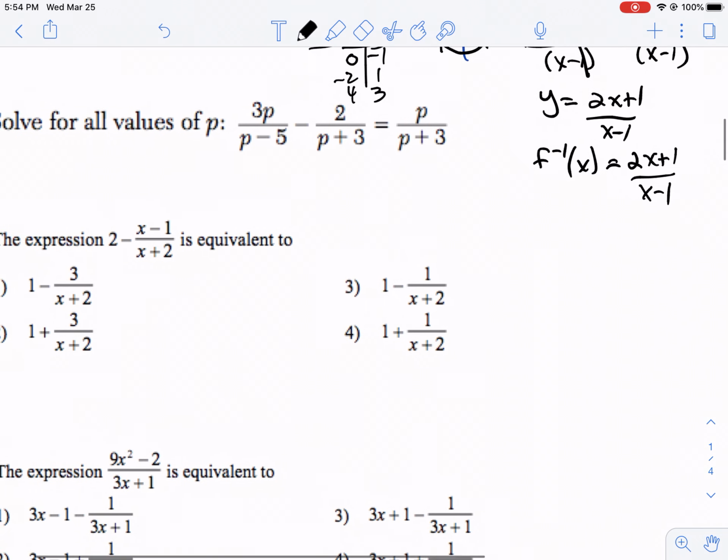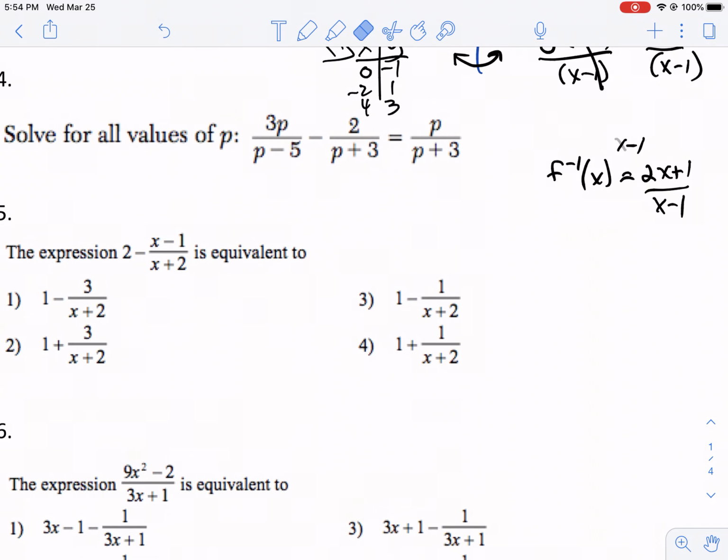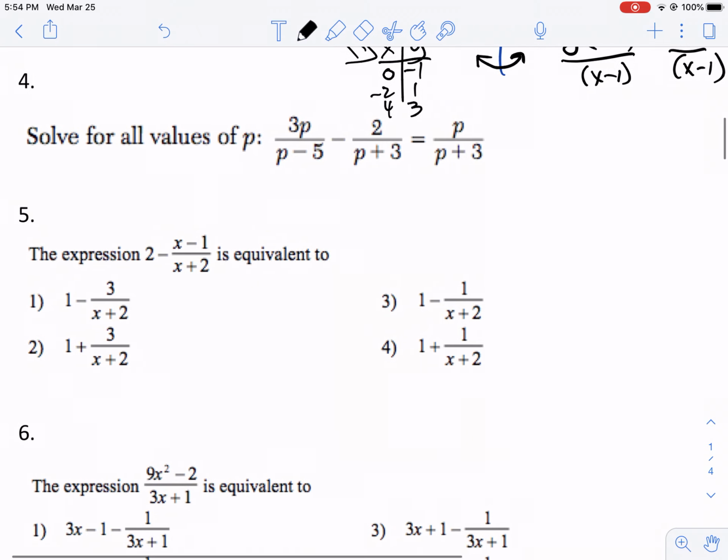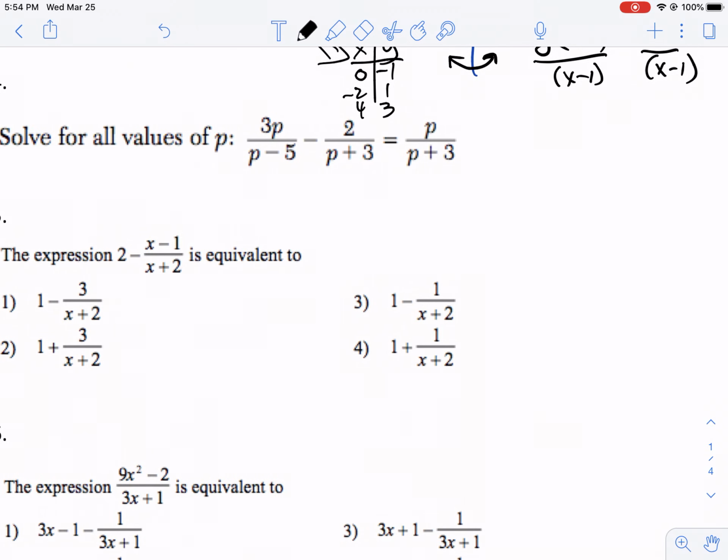Alright, I need to do a little erasing here. Give myself some room. But number 4 says solve for all the values of p. So you have an equation that has fractions in it. And the first thing I notice is there's a minus sign. My mantra is that I hate subtraction, and so should you. So I'm going to change that minus to a plus and distribute the negative to the numerator only of the next fraction. That way I'm not going to misplace my negative.